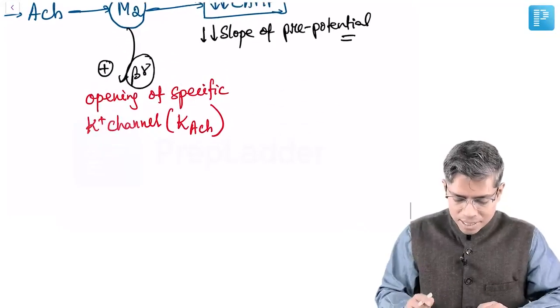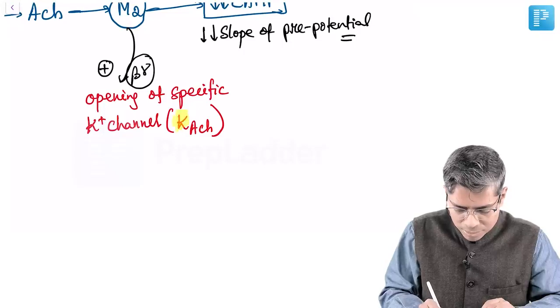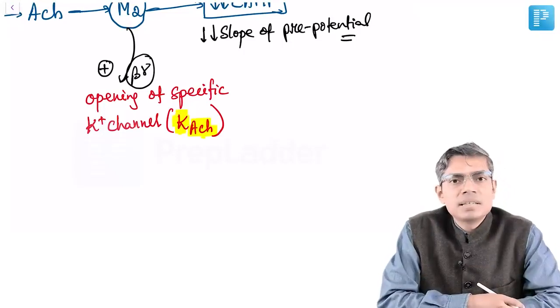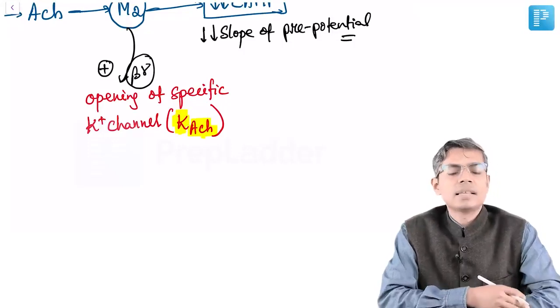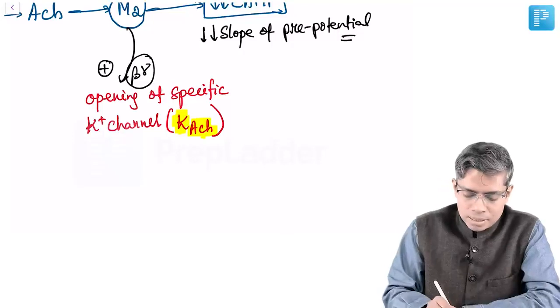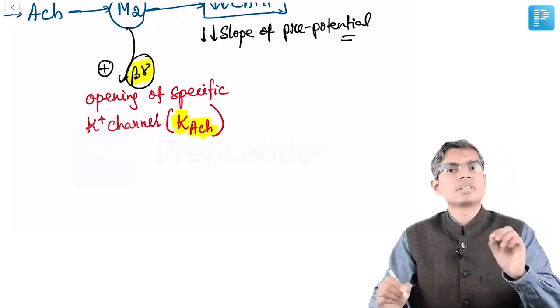So look at the name. KACh channel means this potassium channel will only open in the presence of ACh, and this is typically seen in nodal tissue. This is done by the G protein, but not the alpha subunit, the beta gamma subunit of the G protein. This is an exception.